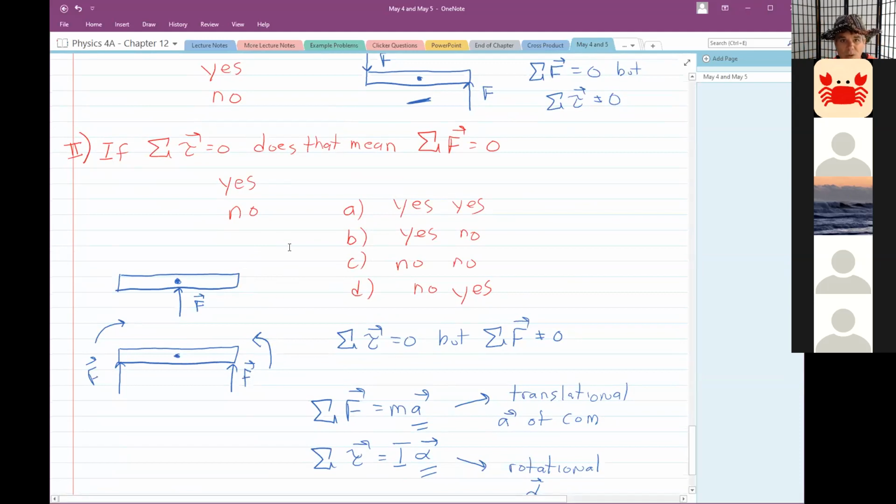Okay, what I want to do is really just two more example problems, and then we're kind of going to be finished with chapter 20.